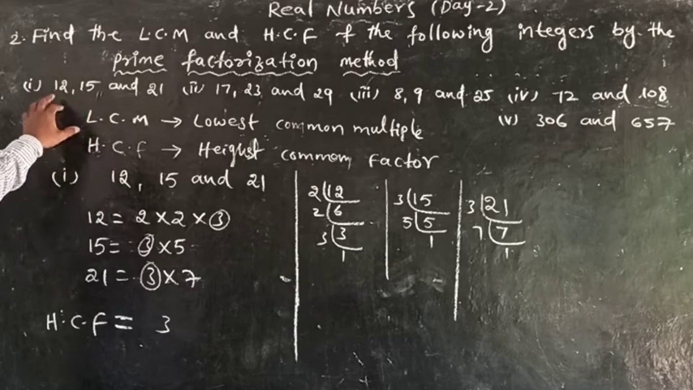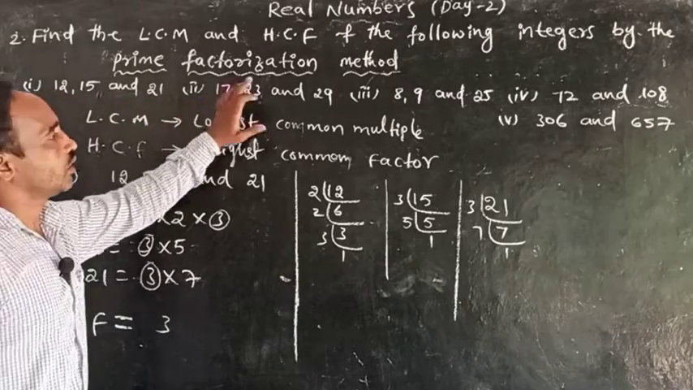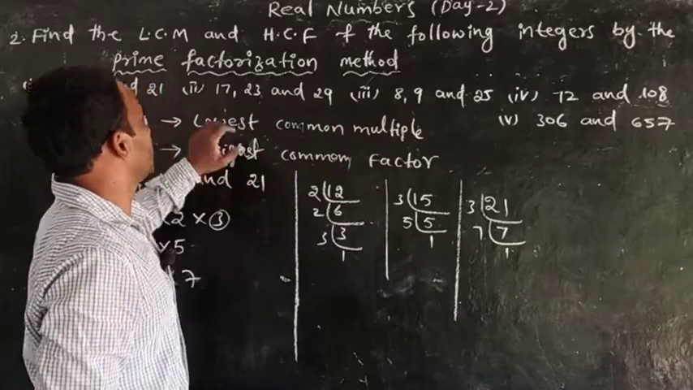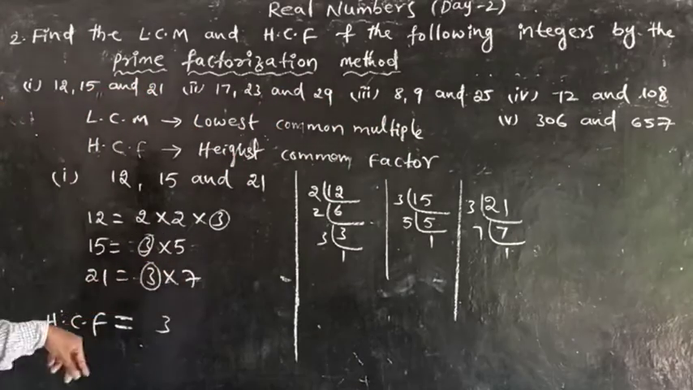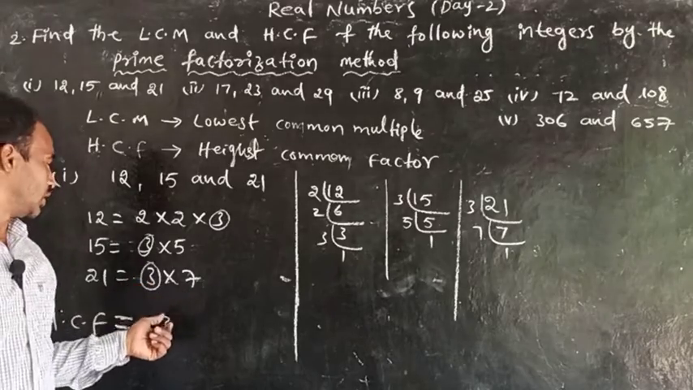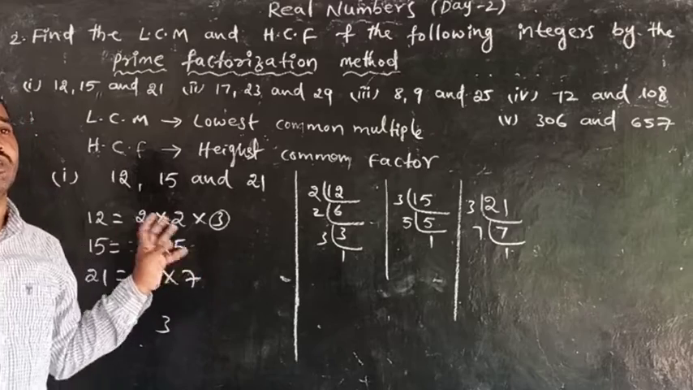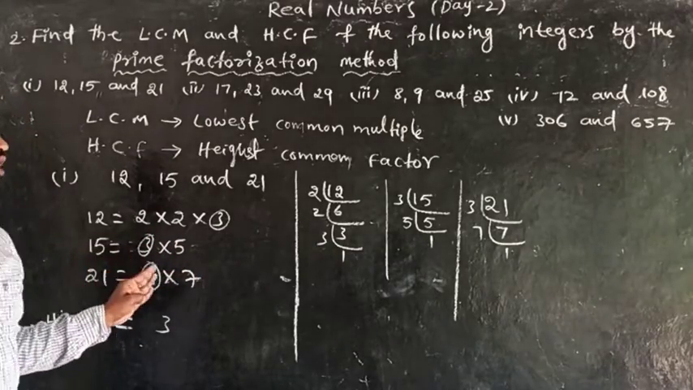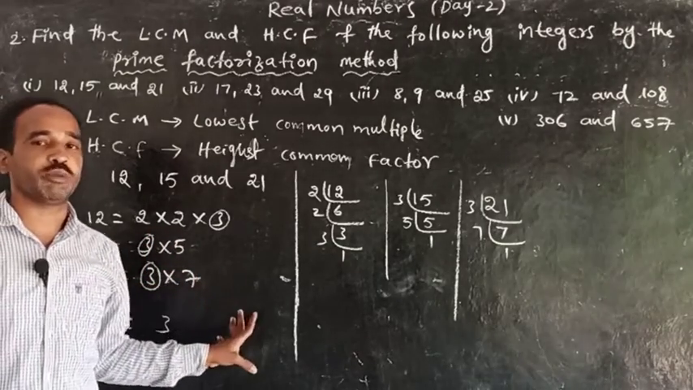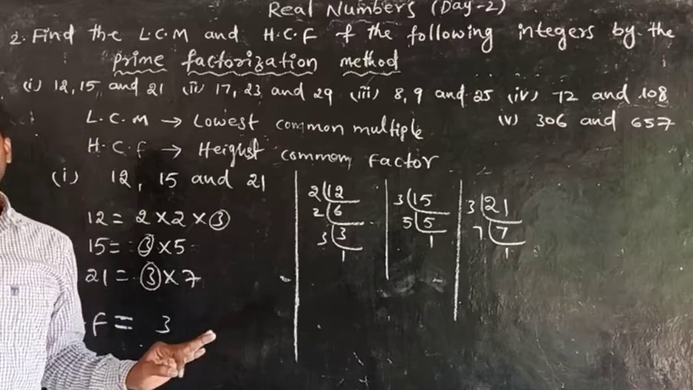The remaining second, third, fourth and fifth questions you do like this, and you will get the solution. This is how to find the LCM and HCF of the given numbers. This is a 1 mark or 2 marks question in the examination. Okay. Thank you.